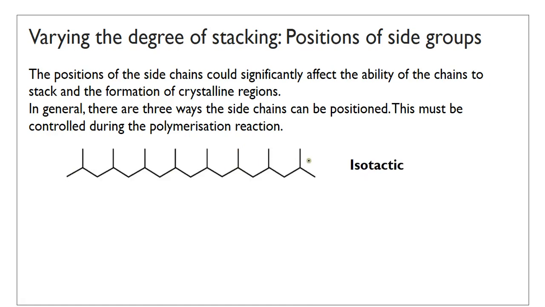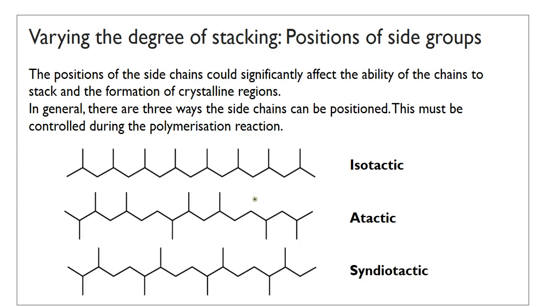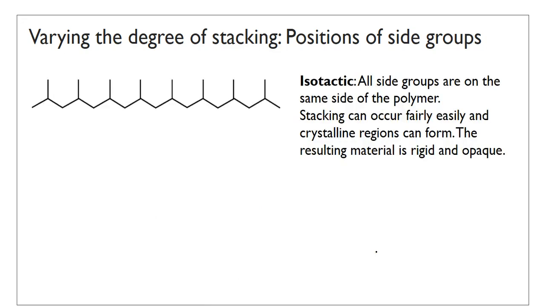There are generally three ways. The first one is isotactic, where the side chains are on the same side for every single one of them. The second way is atactic, where they're random, and the third is syndiotactic, which is when you have a pattern. So it's not all on the same side, it's not random, it has a repeating pattern. Let's look at the first one, isotactic. Isotactic is when all side groups are on the same side of the polymer.